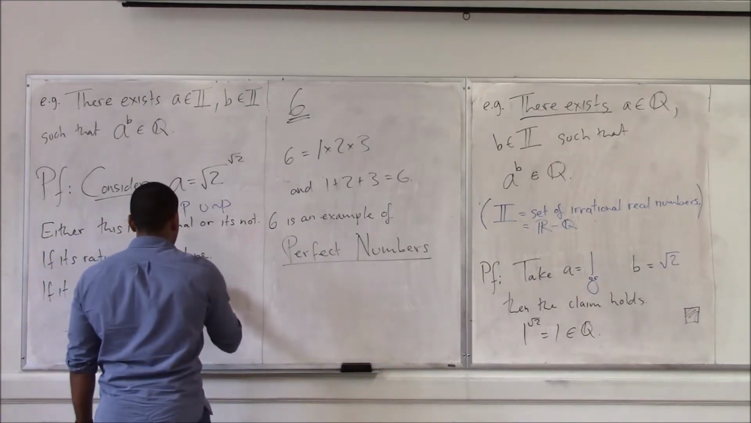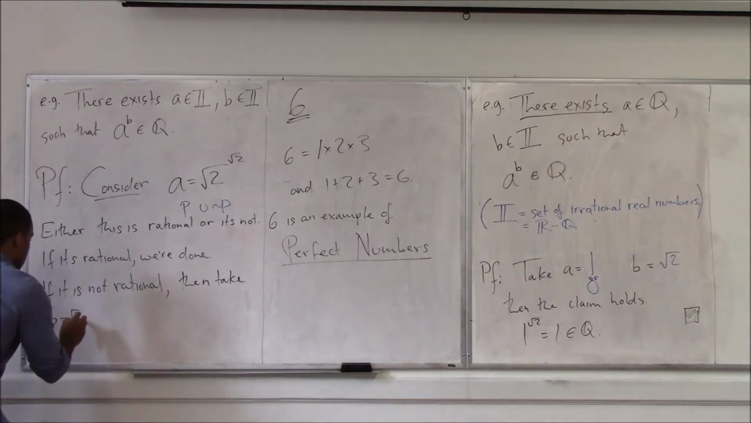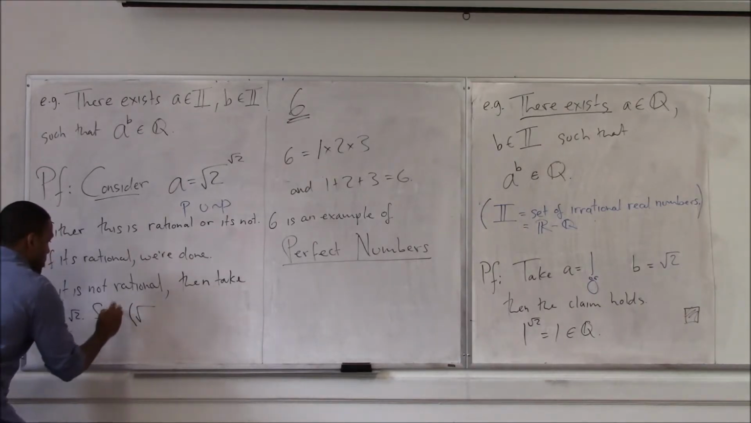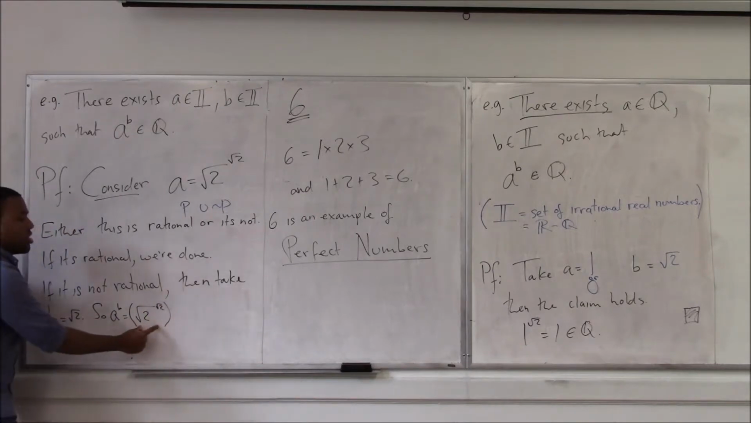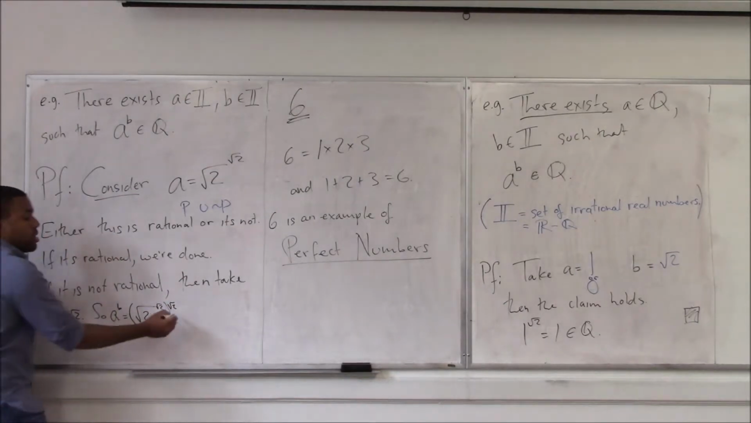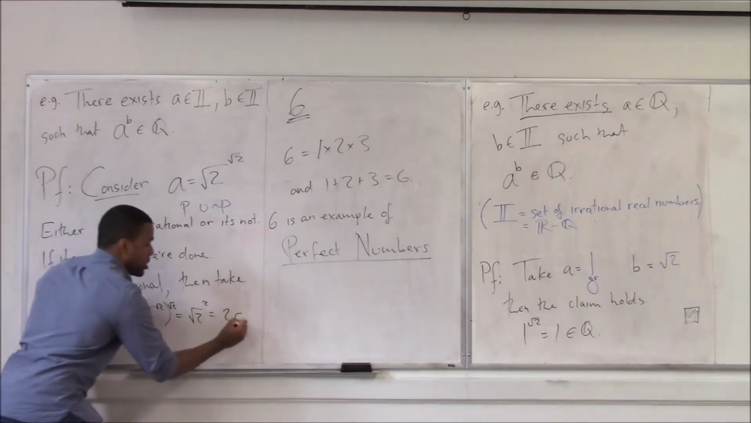Then take b equals radical 2. So we get a to the b would be equal to radical 2 raised to the radical 2, and under the assumption that this is not rational, meaning it's irrational, I can raise that to an irrational number and end up with a rational number.